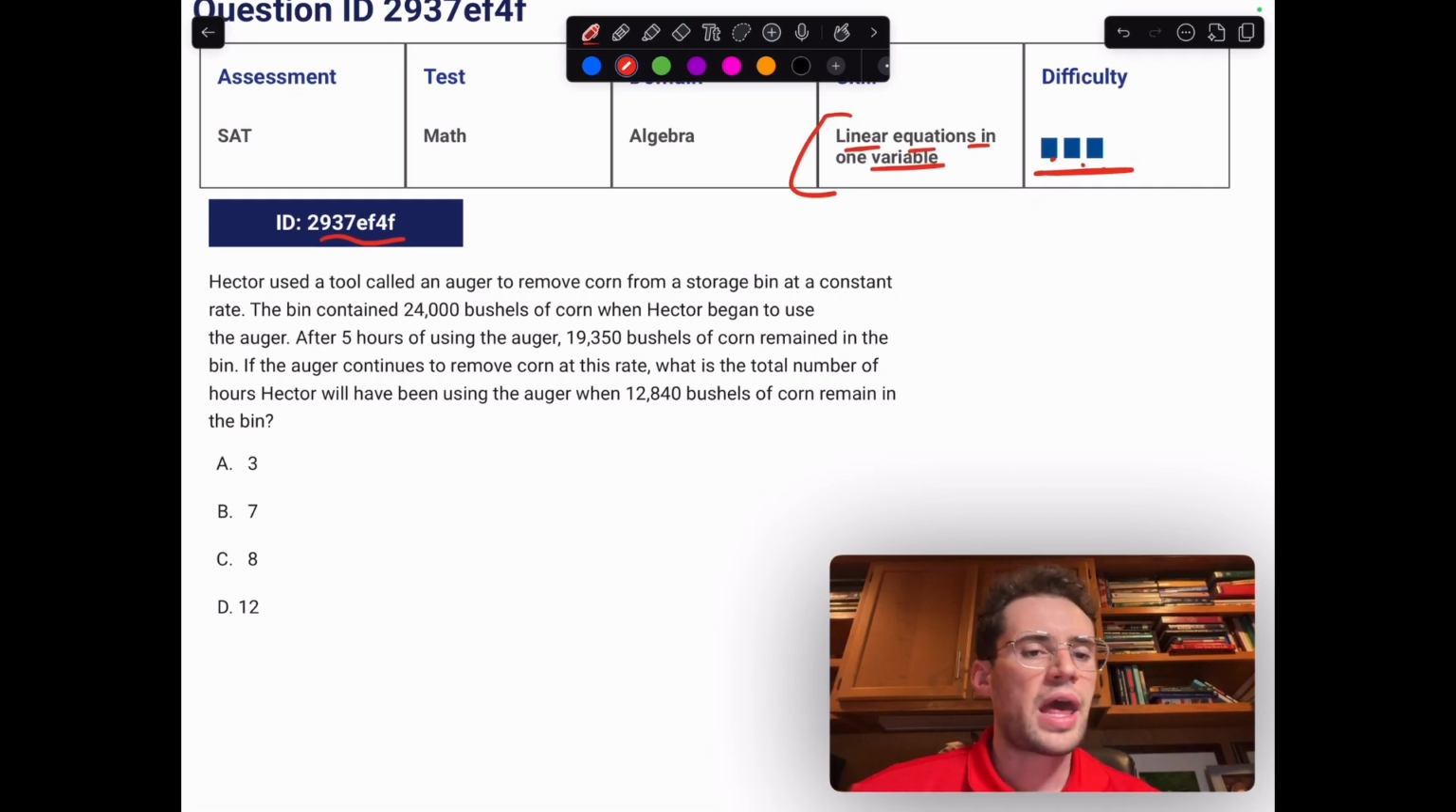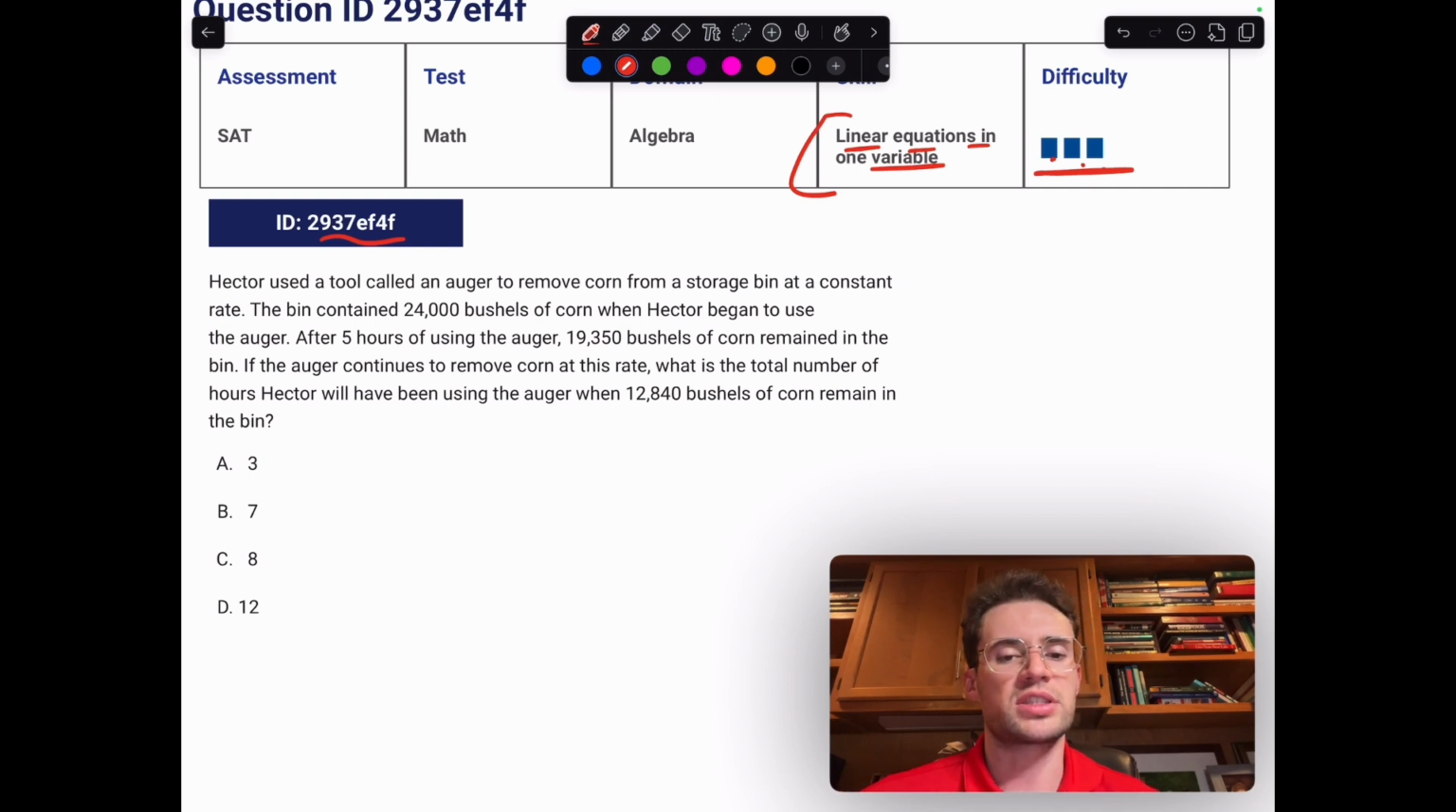So we have this one. Hector used a tool called an auger to remove corn from a storage bin at a constant rate. The bin contained 24,000 bushels of corn when Hector began to use the auger. After 5 hours of using it, 19,350 bushels of corn remained in the bin. If the auger continues to remove corn at this rate, what is the total number of hours Hector will have been using the auger when 12,840 bushels of corn remain in the bin?